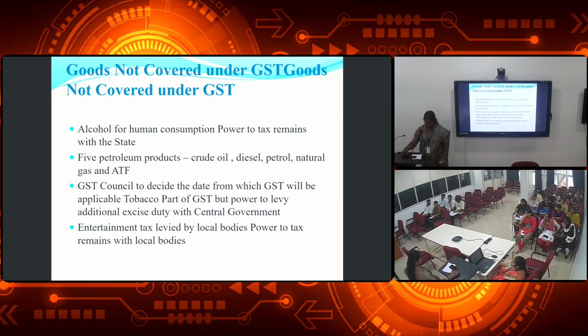Any idea about ATF? It is nothing but aviation turbine fuel. It is a fuel which is going to be used for what? The aircraft. The tax will not be covered for the ATF. Next, the GST Council can decide the date from where the GST is going to be applicable for tobacco. Next, entertainment tax will be left with the local bodies, and the power of tax will remain in our own local bodies. So these are the things which will not be covered under the GST.